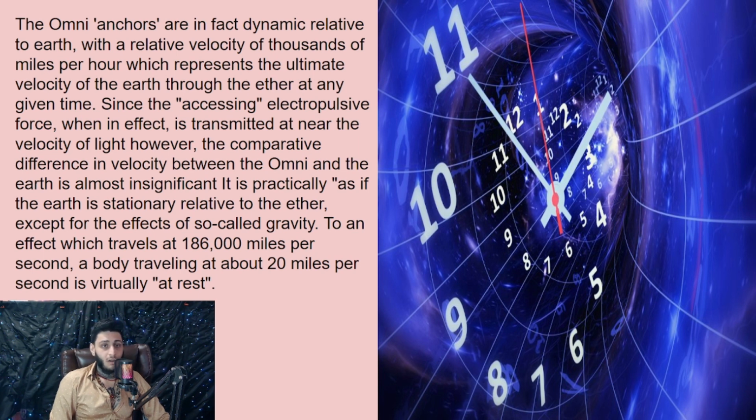The omni anchors are in fact dynamic relative to Earth, with a relative velocity of thousands of miles per hour, which represents the ultimate velocity of the Earth through the ether at any given time, since the accessing electropulsive force is in effect transmitted at near the velocity of light. However, the comparative difference in velocity between the omni and the Earth is almost insignificant. It is practically as if the Earth is stationary relative to the ether, except for the effects of the so-called gravity. To an effect which travels at about 186,000 miles per second, a body traveling at about 20 miles per second is virtually at rest.